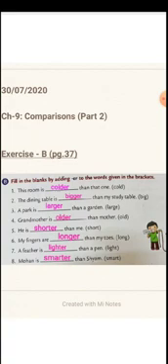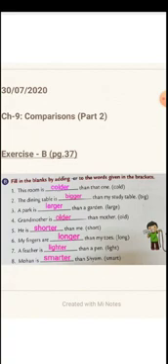Number 6, my fingers are dash than my toes. So we are comparing fingers and toes. And what is the describing word you are using to compare? Long. So when we are comparing two things, we have to use the comparative form, that is ER. So long will become longer.